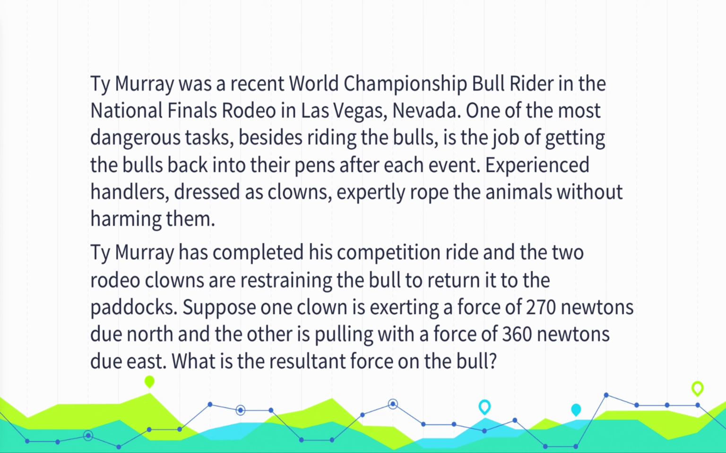Ty Murray has completed his competition ride, and the two rodeo clowns are restraining the bull to return it to the paddocks. Suppose one clown is exerting a force of 270 newtons due north, and the other is pulling with a force of 360 newtons due east. What is the resultant force on the bull?